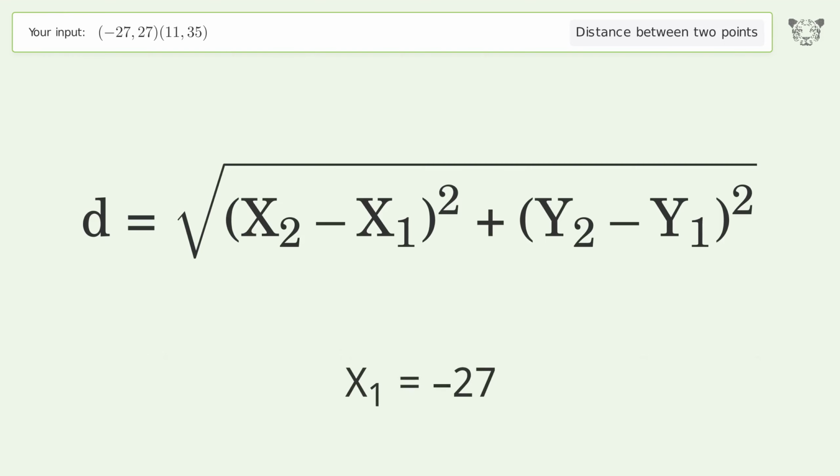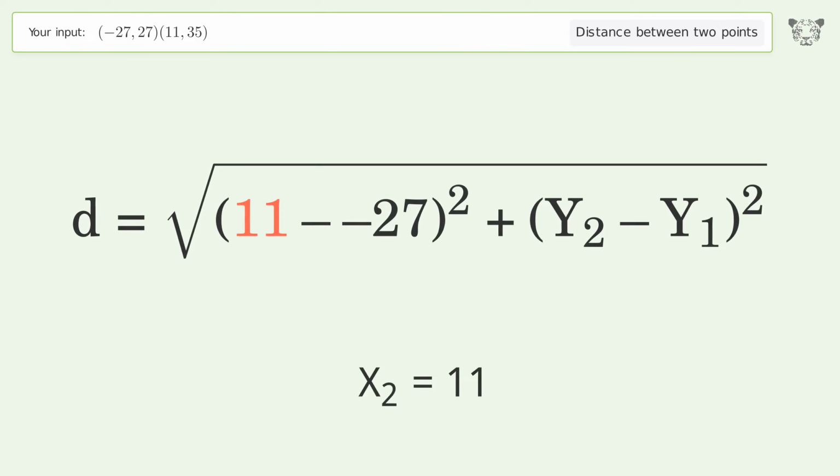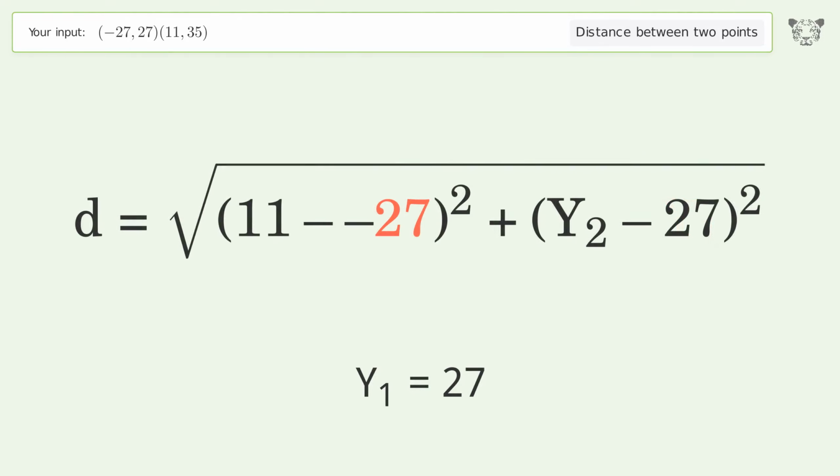x1 equals -27. x2 equals 11. y1 equals 27. y2 equals 35.